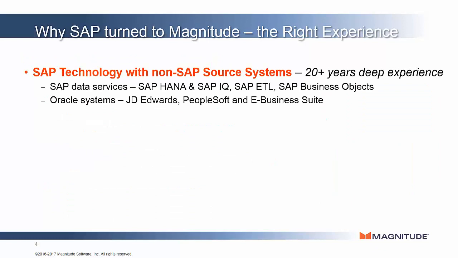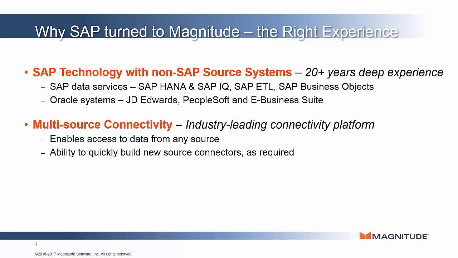Why did SAP come to Magnitude in the first place? Because Magnitude has the right experience, the right footprint of experience to do this kind of work. Our engineers have been working with SAP Data Services technology for a long time, around 20 years in fact, and they've been doing it with non-SAP source systems. We have in the past specialized in Oracle systems, in fact JD Edwards, PeopleSoft and eBusiness Suite, but recently we have expanded our focus and capability much beyond that.